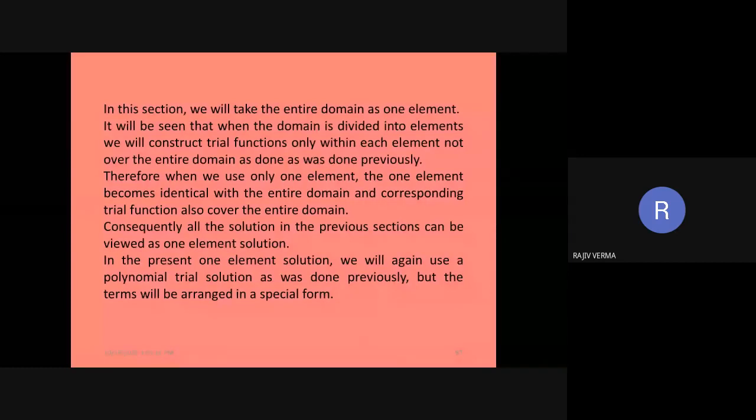In the present one element solution, we will again use the polynomial trial solution as was done previously, but the terms will be arranged in a special form. So this special form is a concept which is new to you. Therefore, we are going to cover it not at a rapid pace, but slightly at a slower pace.